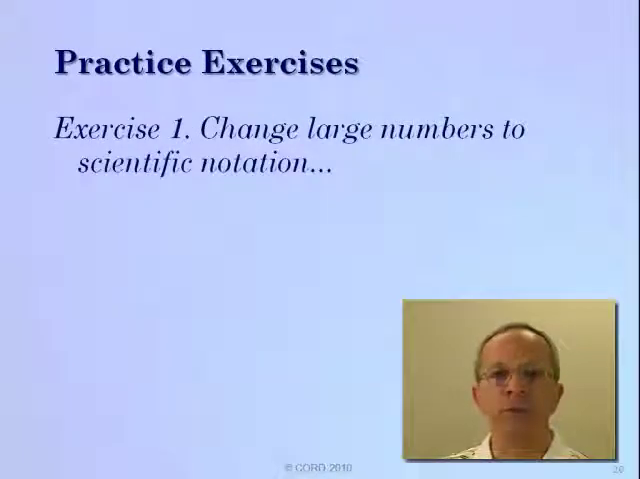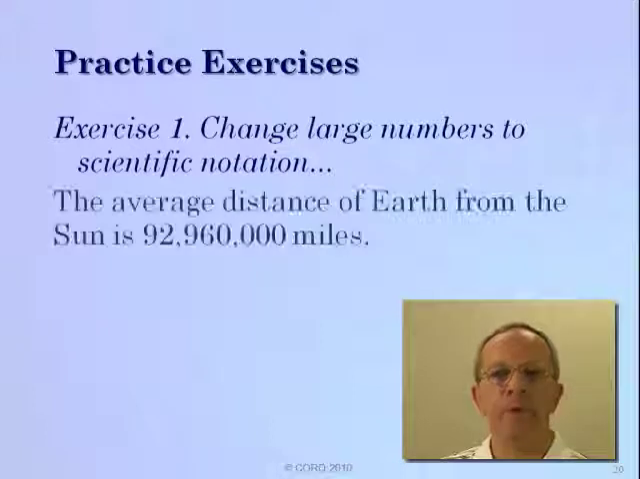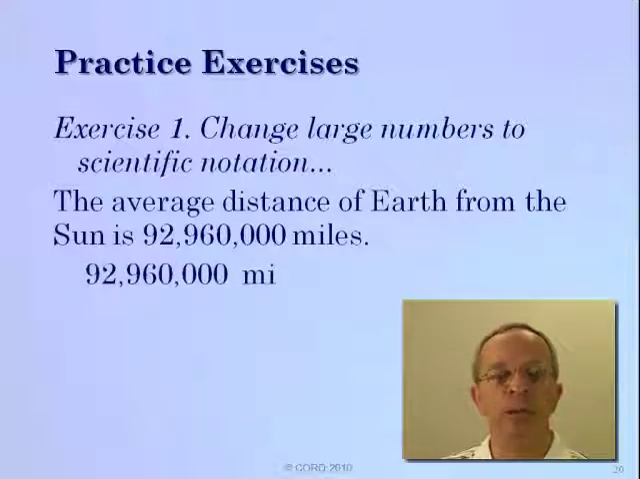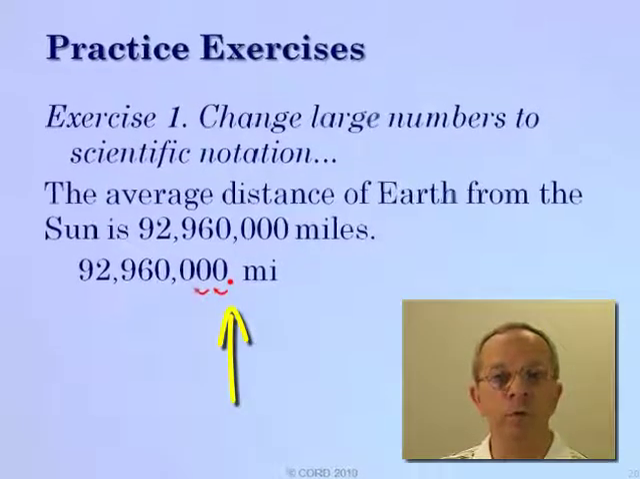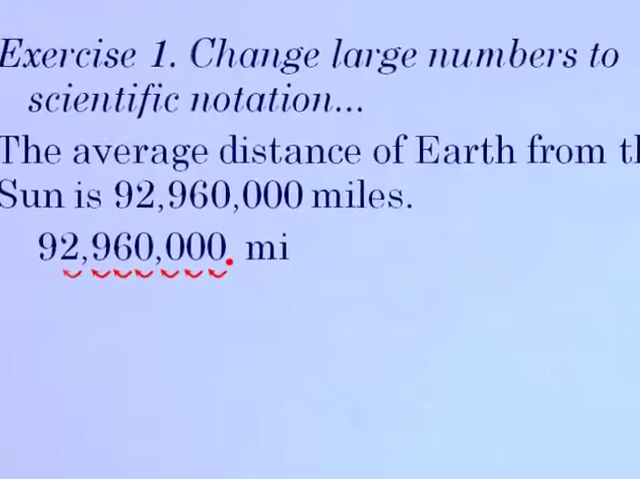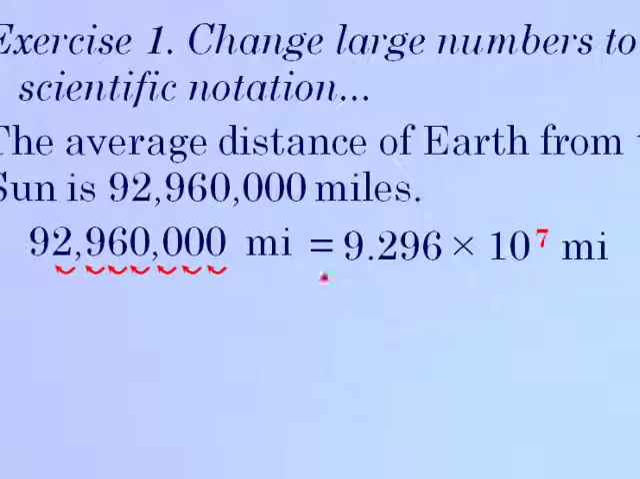Now let's look at some of the practice exercises that are offered for you in this module. We'll not solve every one of your practice exercises, but just a few to give you a sense of confidence that you can solve the rest of them yourselves. For example, to change large numbers to scientific notation, the average distance of Earth from the Sun is 92,960,000 miles. Well, how would we express that number in scientific notation? As you've seen, we would find the decimal point, move it over to form a prefix that is between 1 and 10. In this case, 9.296.